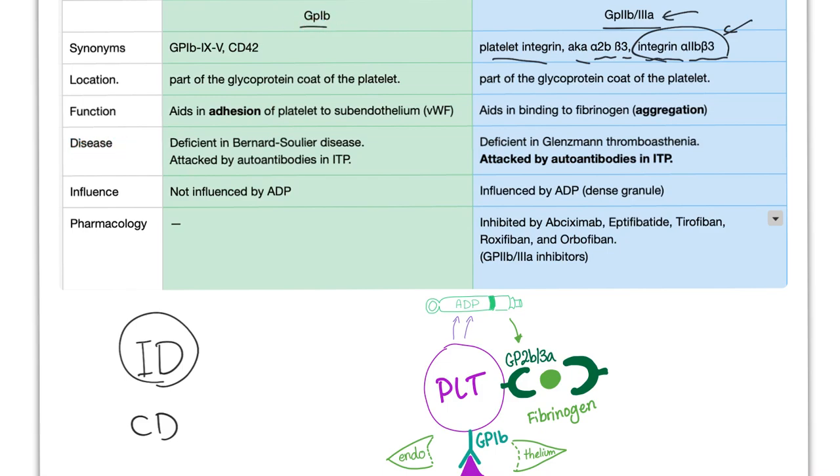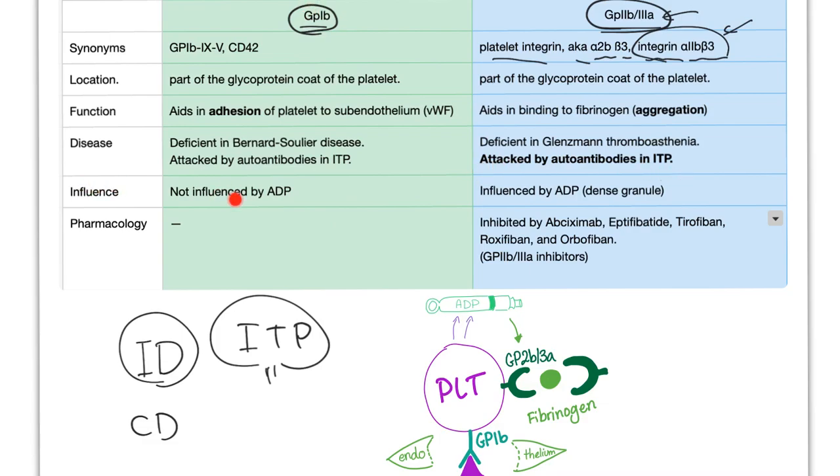Disease involving GP1b: we have deficiency of GP1b in case of Bernard-Soulier disease, BSS, and these proteins are attacked by autoantibodies in cases of immune thrombocytopenic purpura, ITP. GP2b3a is deficient in Glanzmann thrombasthenia and attacked by autoantibodies in ITP. But if I told you this patient has ITP and they have autoantibody, and this autoantibody will attack either this one or this one, if you want to play odds, the ITP autoantibodies commonly attack GP2b3a and less commonly attack GP1b. That's why this one is bold.